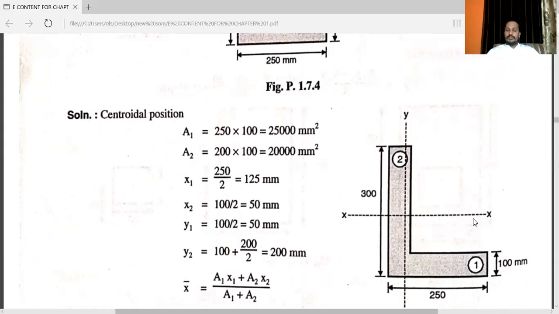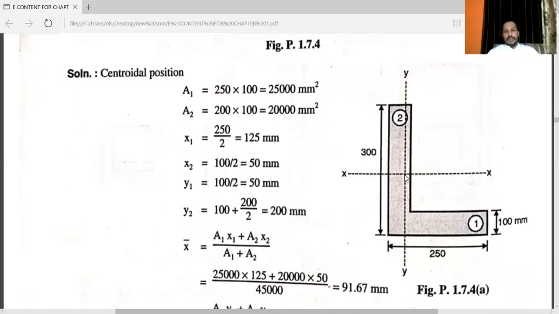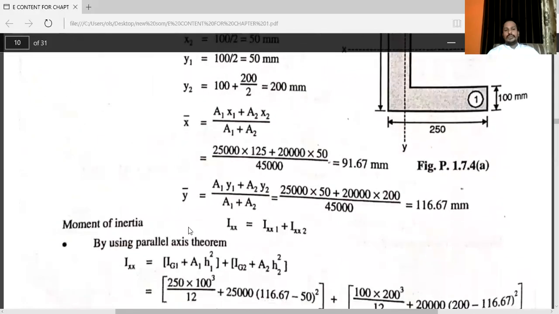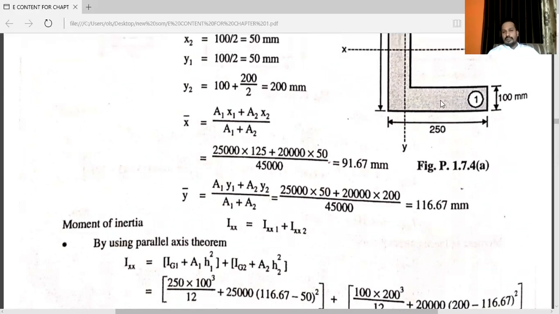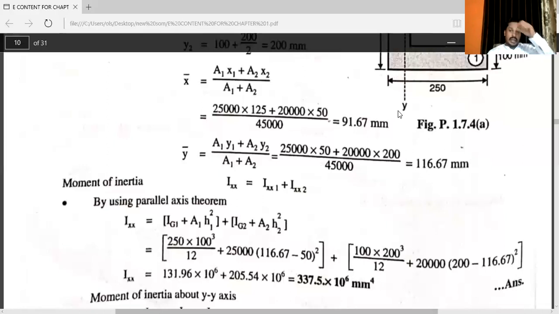xx is a horizontal axis which is passing through the centroid. You can see xx, and the y axis is passing through the centroid point. Again, I am telling you, we are considering the centroidal axes. So here you have to use the parallel axis theorem, because the center point of this rectangle will be different. The center point of this rectangle will be different. So here you have to use the parallel axis theorem.